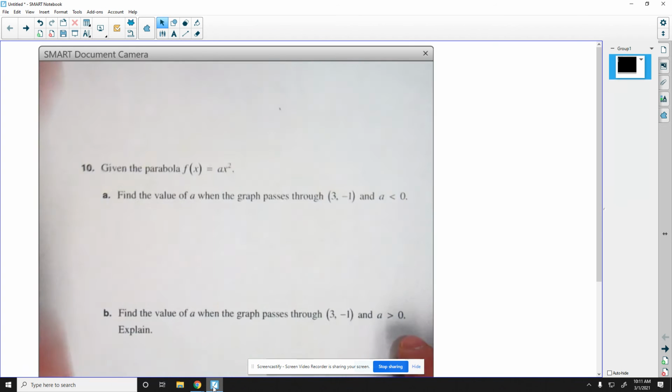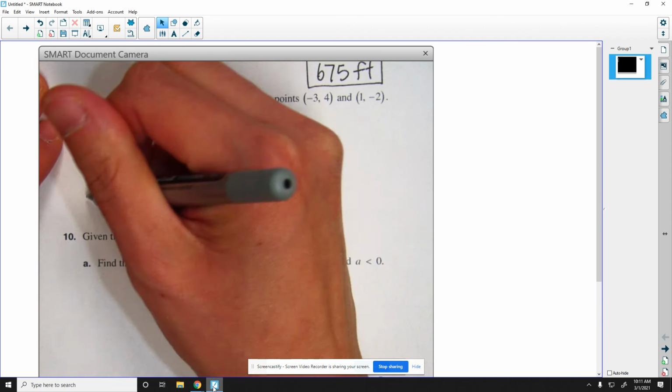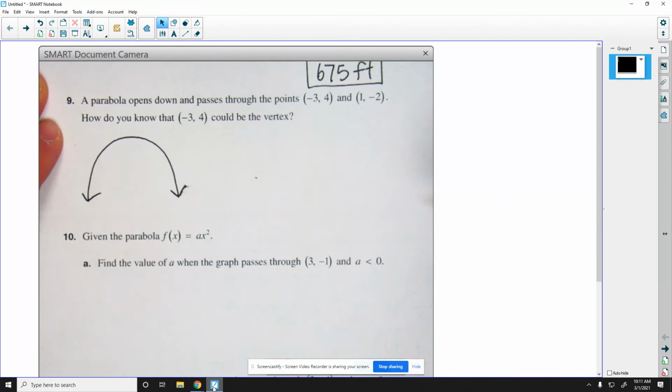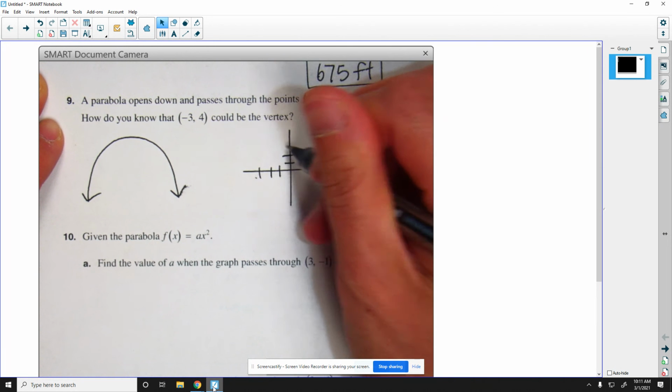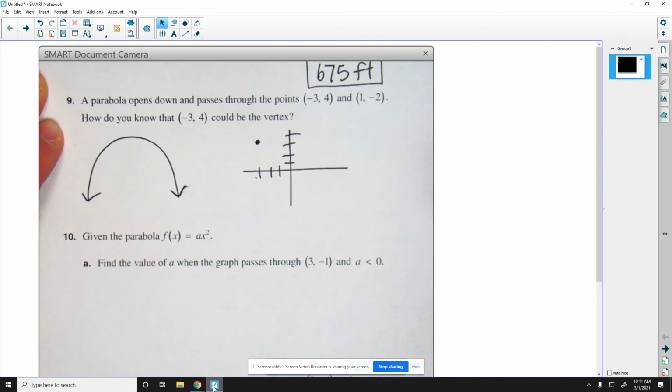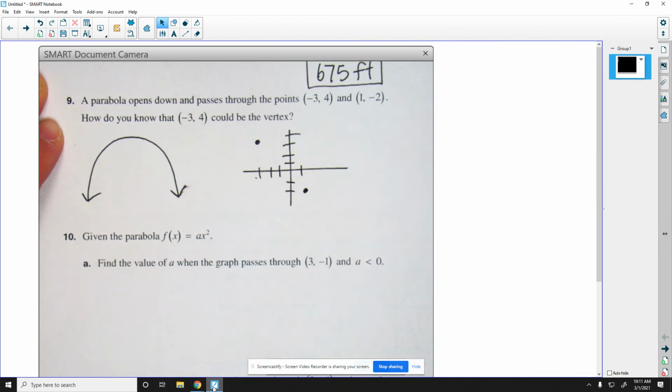Number 9, I'm going to do with you as well. A parabola opens down. Okay, so let's draw a parabola that opens down. And it passes through the points negative 3 comma 4 and 1 comma negative 2. Okay, so maybe we should sketch this out then. Negative 3 comma 4. Draw a dot. And 1 comma negative 2.